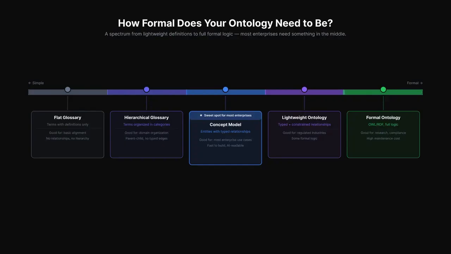Move along the spectrum and we get a hierarchical glossary, where terms can have parent-child relationships. Customer is a type of party. Retail customer and wholesale customers are types of customer. Further still, we reach concept models in lightweight ontologies that capture typed relationships, not just hierarchy but association.